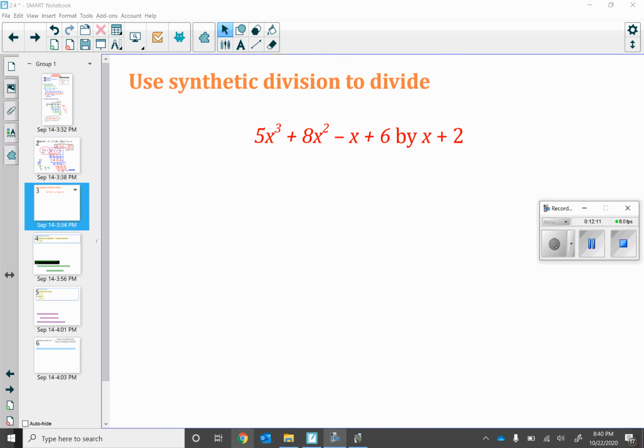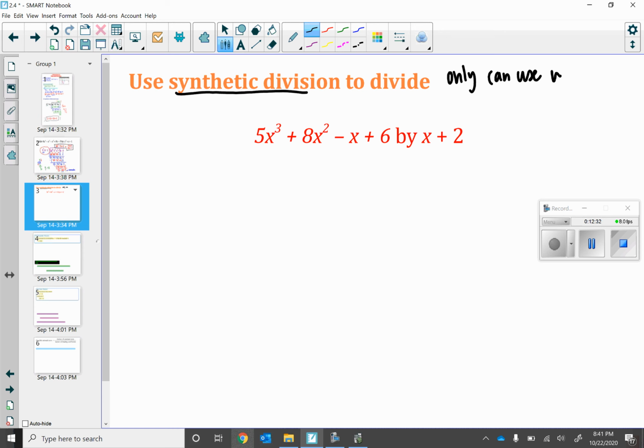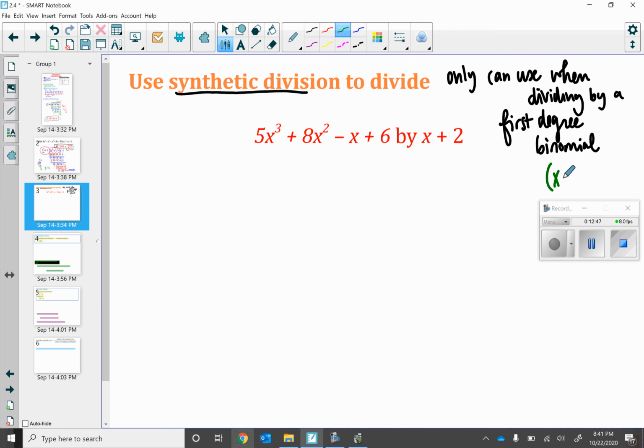Another method for division is called synthetic division, and this is probably the type of division you will like the most because it's a lot easier than long division. The only catch is I can only use synthetic division when dividing by a first degree binomial, meaning something like x minus a to the first power. Anything else I cannot do.